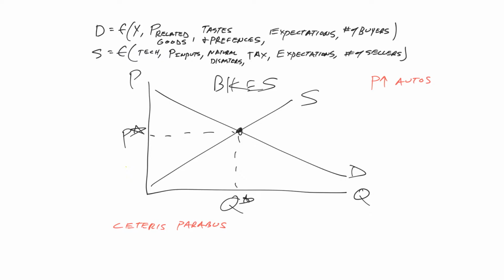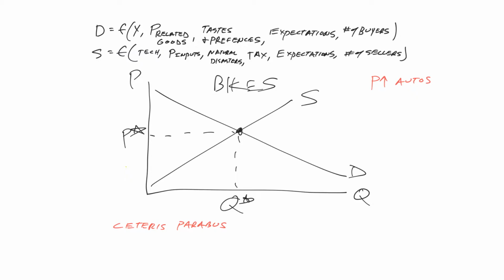How are they related? Now, I didn't write this down here. Remember, when we're dealing with income, we've got to know if it's a normal or an inferior good. When we're dealing with related goods, we've got to know, are they substitutes or are they complements? Okay, just remember that. Well, an automobile would be another way to get around. That's a substitute. These are both different ways of getting around, transportation.